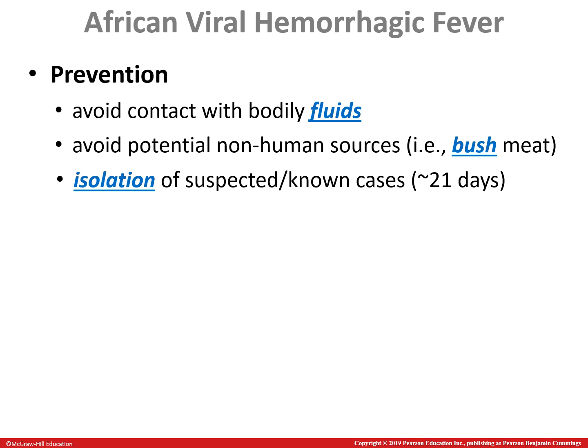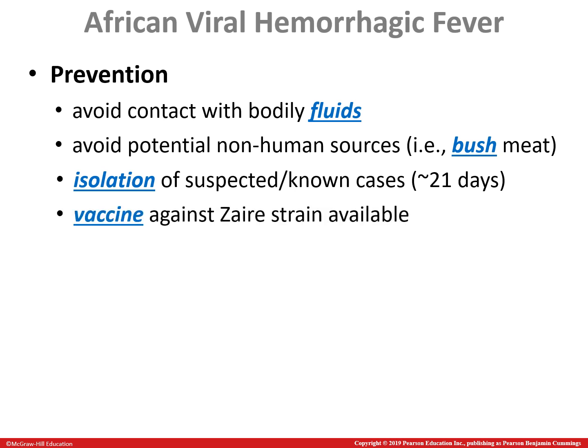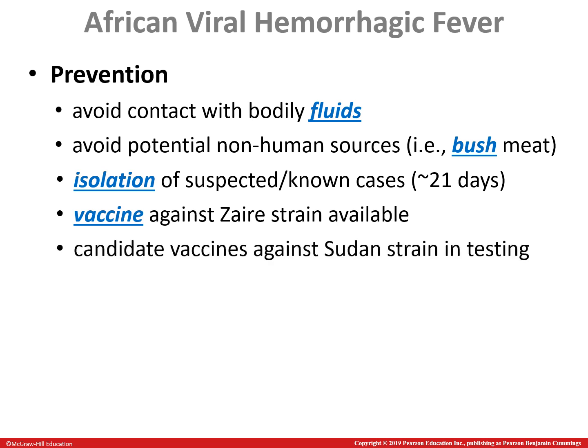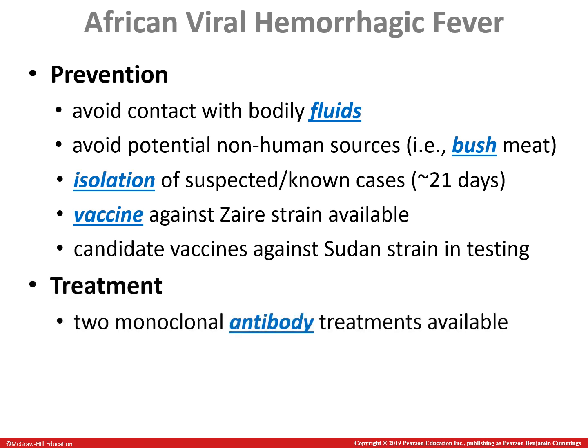So if a person can survive the infection, then they'll no longer be infectious. That 2014 outbreak actually made a huge push for vaccine development. There is a vaccine that came out of that period against the Zaire strain, but they're still working on one that's effective against the Sudan strain, which is the second most common strain out there.